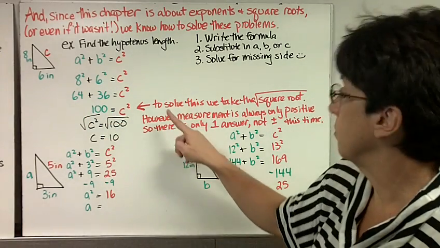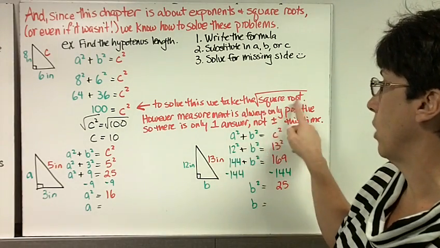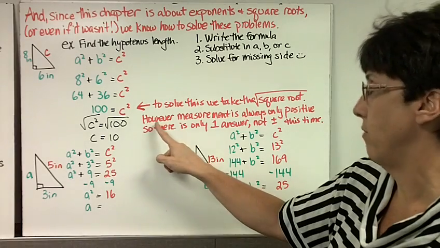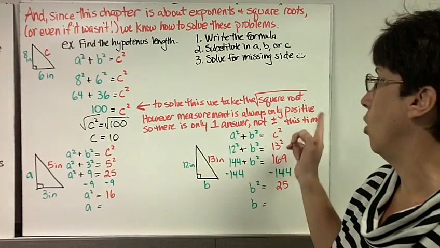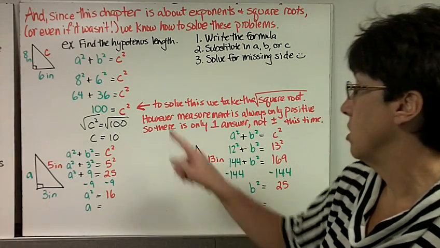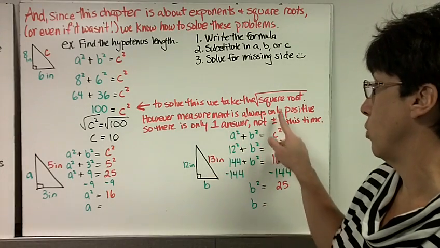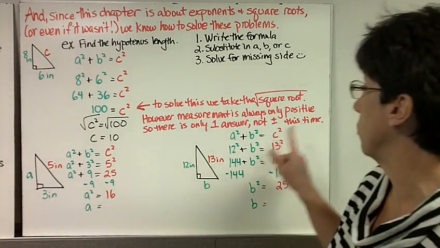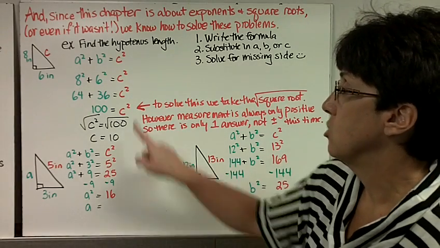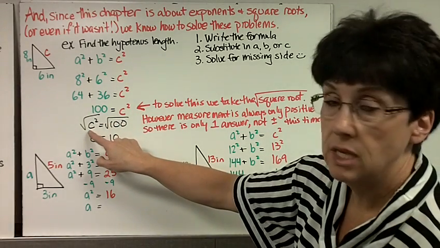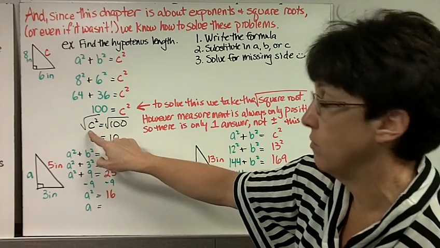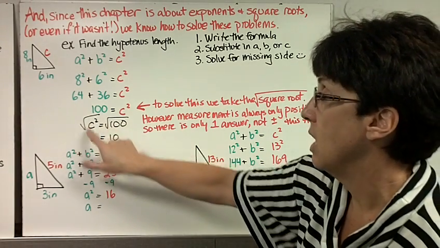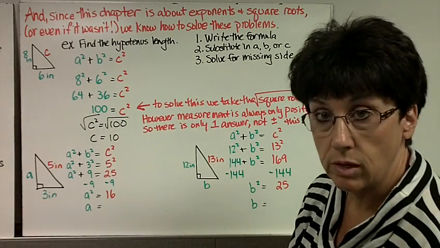So let's read the note. To solve this, we take the square root, and I wrote the radical around it so you'd remember what that is. However, measurement is always only positive, so there is only one answer. We would not write plus or minus like we did when we were talking about squares and square roots this time. So I rewrote it again, with the C on the left, because we always like our answer to have the variable on the left. And I wrote C squared equals 100. Then I wrote the square root symbols around it.